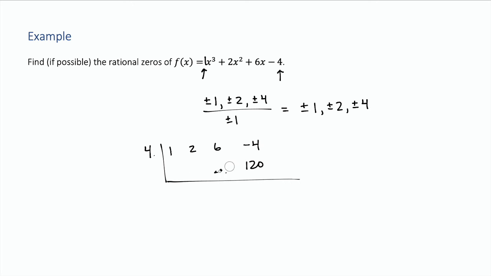We've only got one thing left to try. We've got a negative 4 to try. Bring the 1 down, multiply, add, and add. We did not get a 0 there. So what we've just found is that none of these numbers work as zeros. What this means is that those are the only possible rational zeros. So this means that f has no rational zeros.